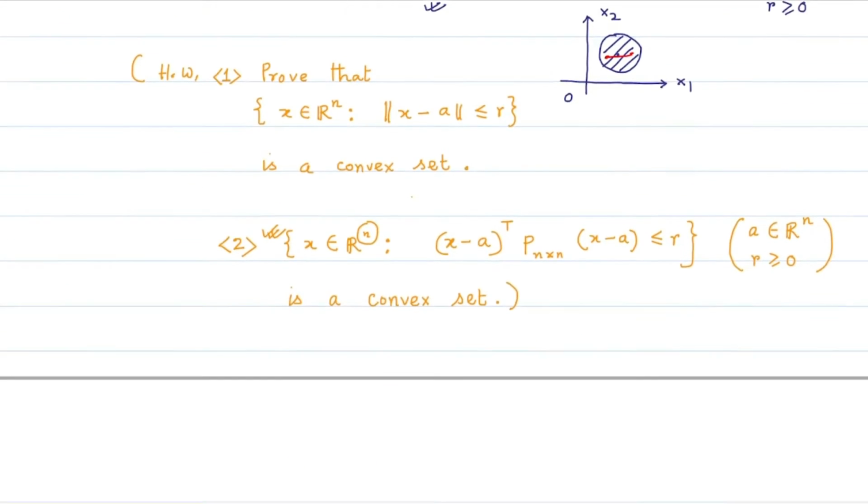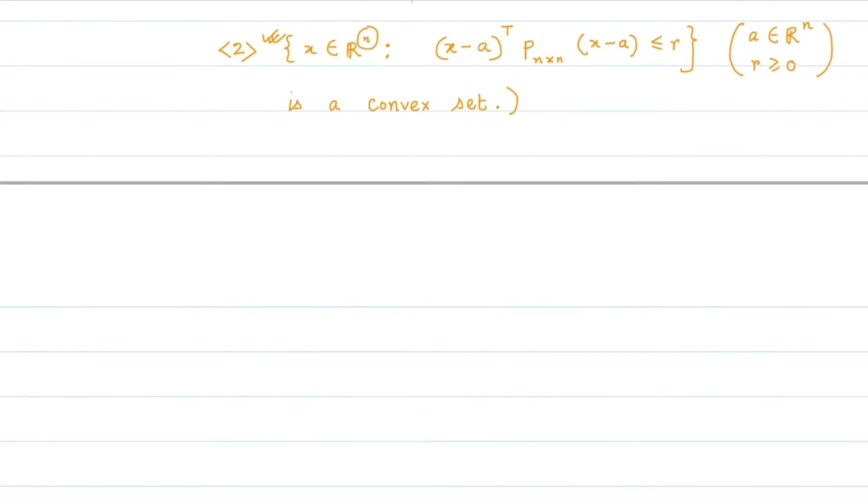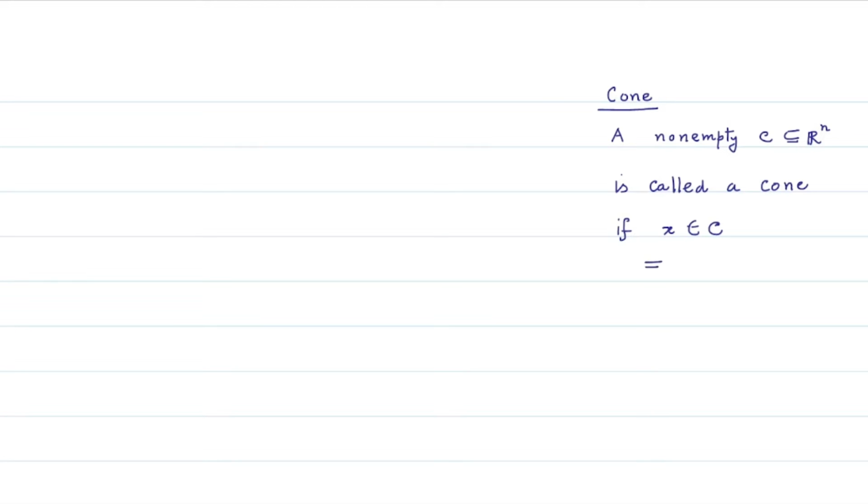In the next, I will consider an example of convex cones, whereby a cone in Rn we mean a non-empty set, say capital C, that is closed under positive scalar multiplication. By that I mean whenever a point x is lying inside the set C, then for any given non-negative scalar lambda, lambda times x is also belonging to the set C.